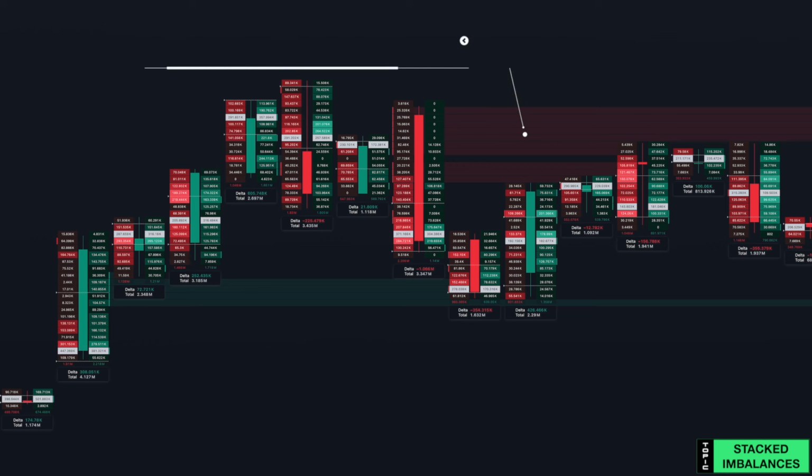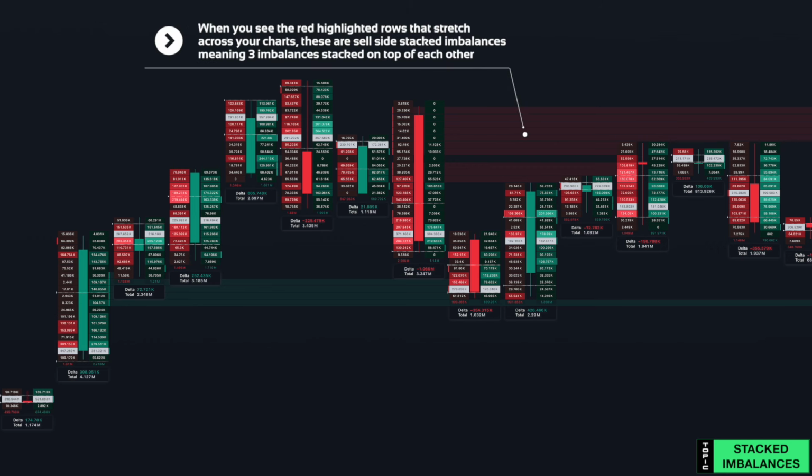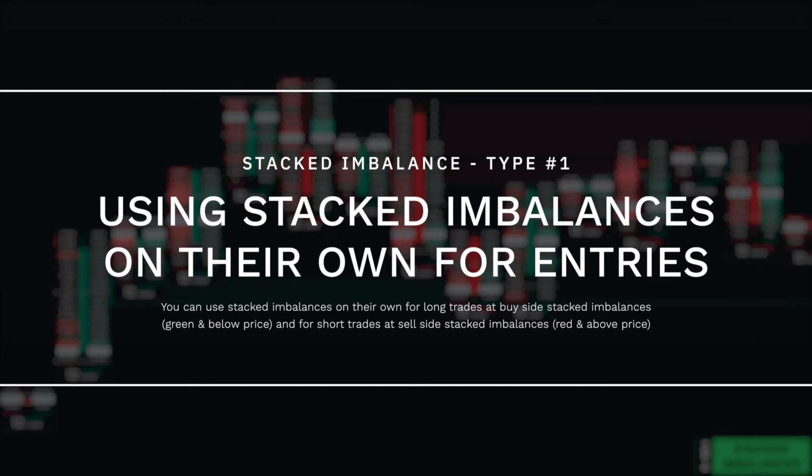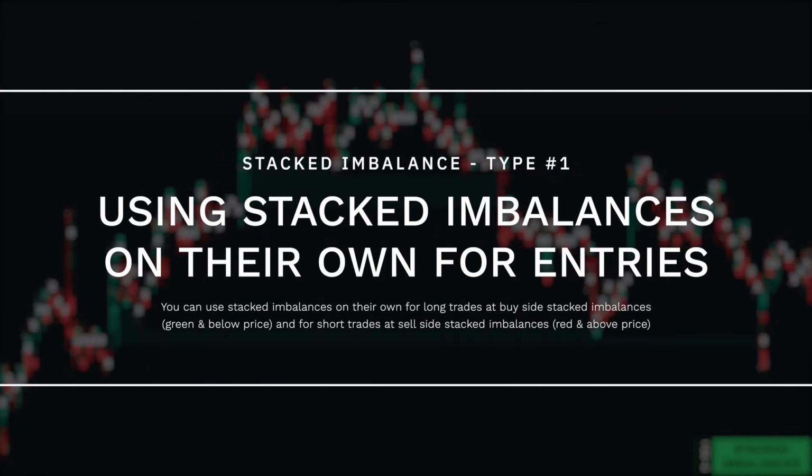When you see the red highlighted rows that stretch across your charts, these are sell-side stacked imbalances, meaning 3 imbalances stacked on top of each other. Sell-side stacked imbalances can act as a form of resistance, meaning short trade opportunities arise at these areas. But also, you can use these areas to close your long positions. So, let's show how to use stacked imbalances on their own for trade entries.